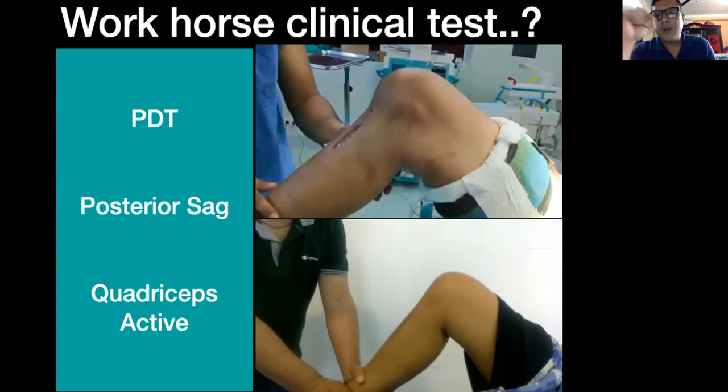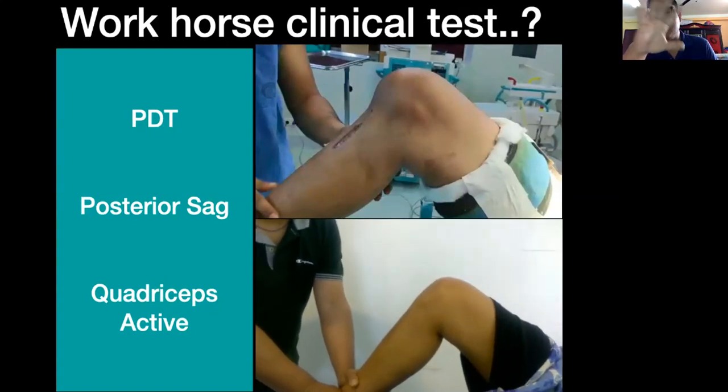To grade as 1, 2, 3, do you grade it with the posterior draw test or the posterior sag? See, when the offset is not there and the tibia has gone posteriorly just a little bit, that is grade 1, I think. When it comes up to the level of the femoral condyle, grade 2. And when I can palpate the femoral condyle very easily and it is sagging completely, then it is grade 3.